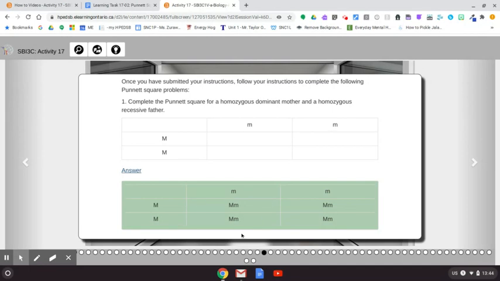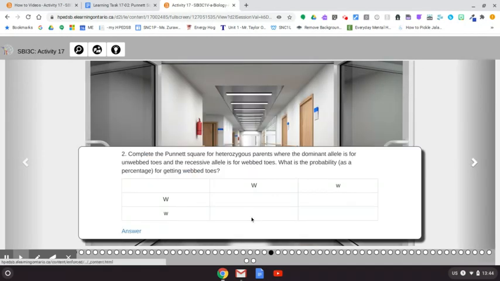Yeah, so we can have a big M, a little m, a big M, a little m, big M, a little m, and so on. Same thing here. So Punnett square 4, that's why you need to know what these terms mean. Heterozygous parents, where the dominant allele is unwebbed toes and the recessive is webbed toes. So if we know the parents are heterozygous, that means they're a mix. They're a big and a little.